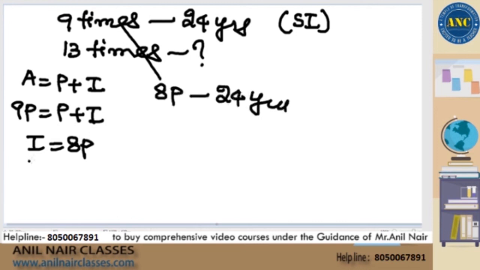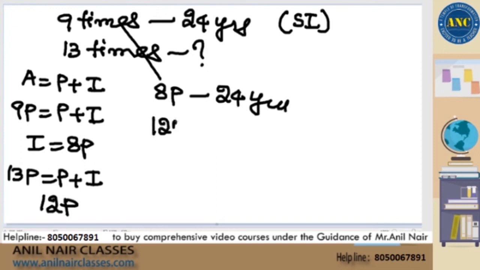13 times means 13p is equivalent to p plus I. Convert everything into interest: 12p, how much time? 8 3s are 24, so 12 3s are 36 years.